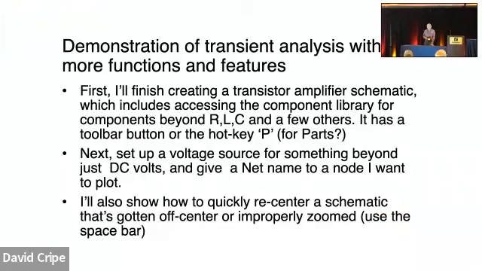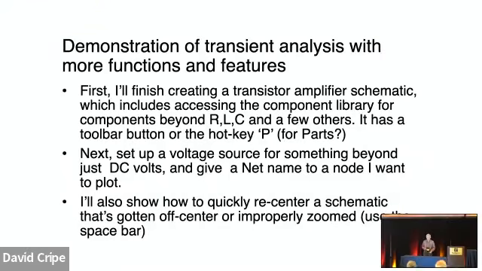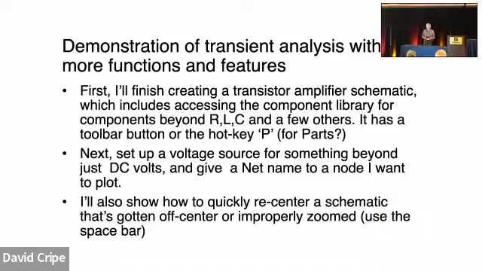I'm also going to set up a voltage source. It comes up just asking for DC volts, but you click advanced and you can create lots of waveforms. I'm going to create a sine wave to drive this amplifier, and I'm going to give a net name to a node that I want to be the output. One advantage of the net name is if you get a lot of waveforms on your plot, you don't know which is which. Well, you've got a familiar net name here, V output, and you can find it. There's other advantages as well.